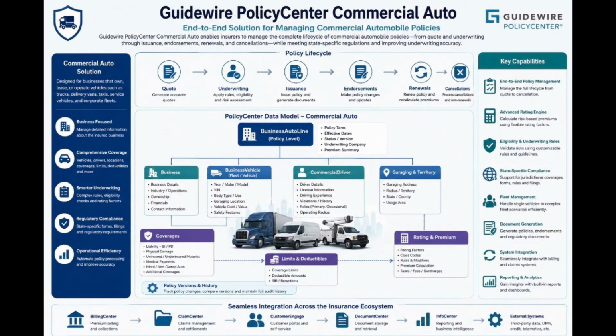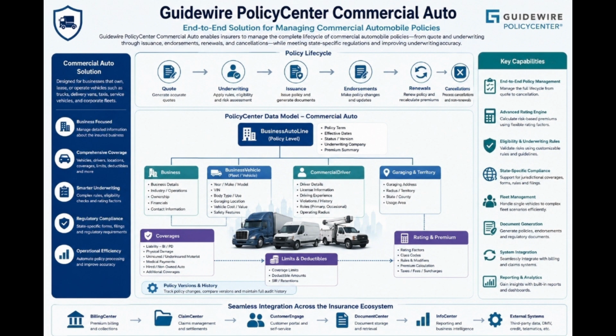Guidewire PolicyCenter Commercial Auto is a commercial vehicle insurance line of business within Guidewire PolicyCenter that enables insurance companies to manage the complete lifecycle of commercial automobile policies, from quote and underwriting through issuance, endorsements, renewals, and cancellations. It is designed for businesses that own, lease, or operate vehicles such as trucks, delivery vans, taxis, service vehicles, and corporate fleets. The commercial auto module stores and manages detailed information about the insured business, covered vehicles, drivers, garaging locations, territories, coverages, limits, deductibles, and rating factors.